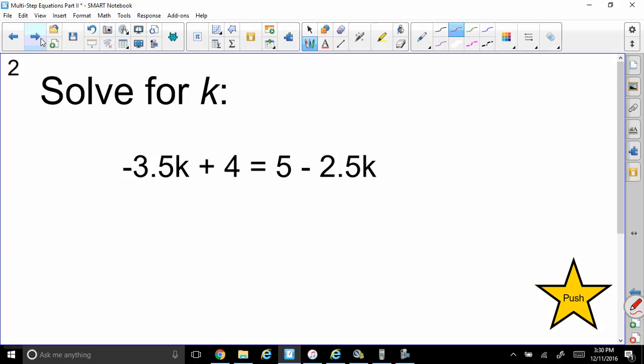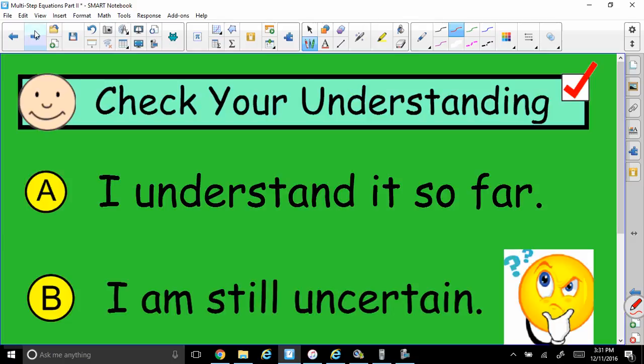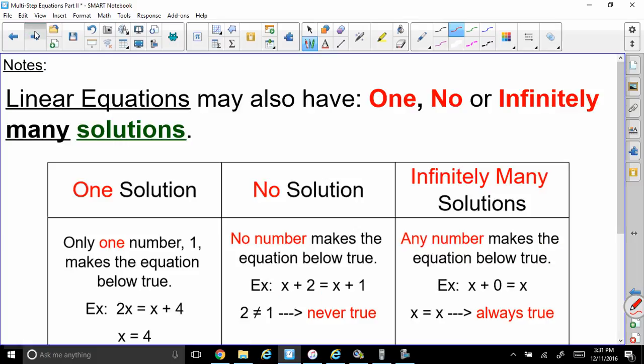Here's another one for you. Negative 3.k plus 4 equals 5 minus 2.k. Solve for k. Hope you can do it. Check your answers. I hope you understand so far. If everything's going good for you, great. If not, watch the video again. Write down your questions and bring them to class.